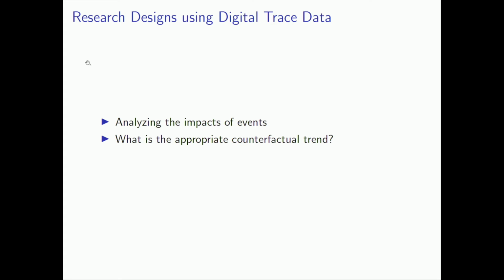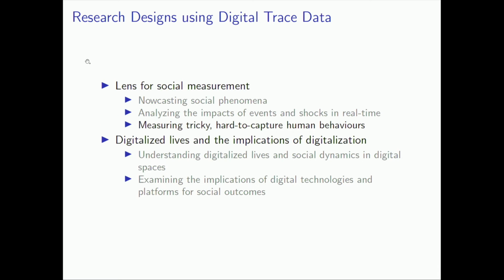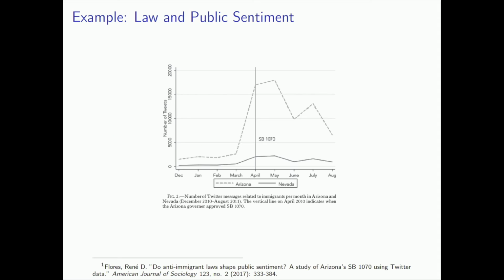So a key consideration when doing this kind of analysis, where we're using digital trace data to analyze the impact of some kind of a specific shock or an event, is to think a bit about, well, what's the appropriate counterfactual trend, right? So in this study here, this is a difference in difference design, where the counterfactual trend is the trend on Twitter and public sentiment to immigration in Nevada, and then observing changes in Arizona at the same time. So that's kind of the counterfactual.